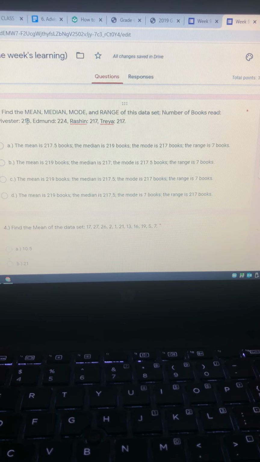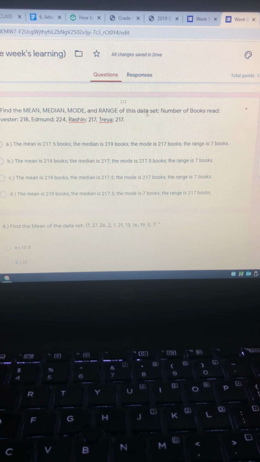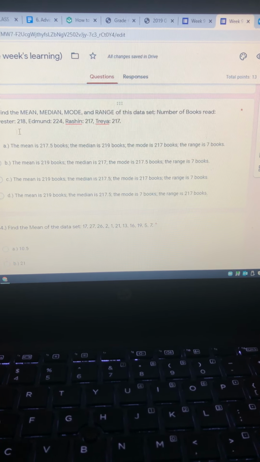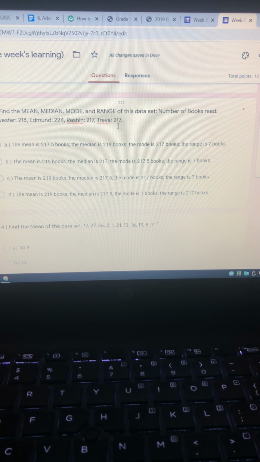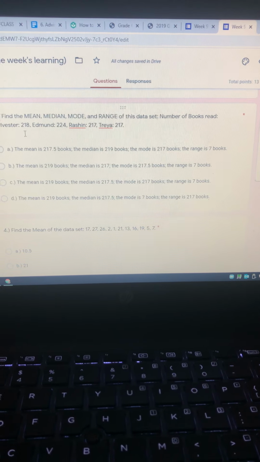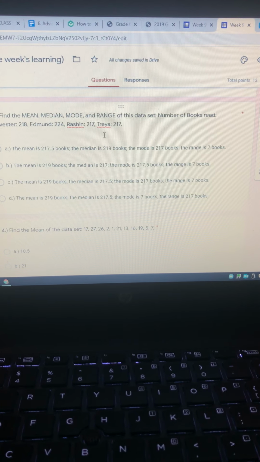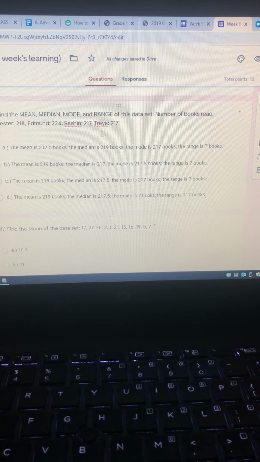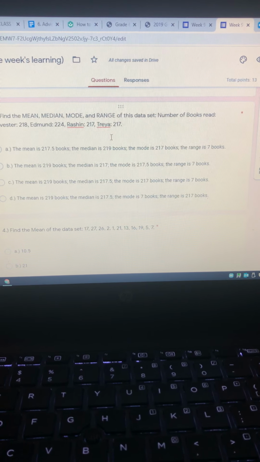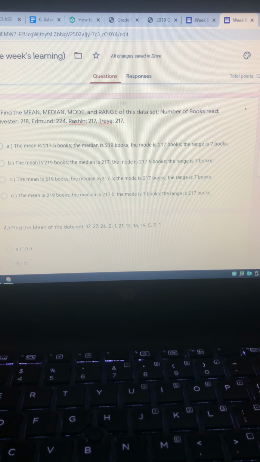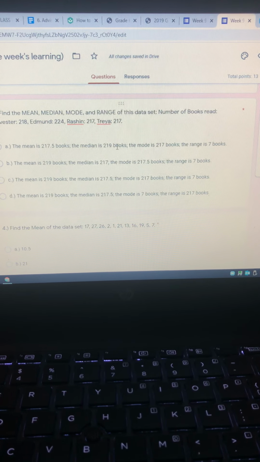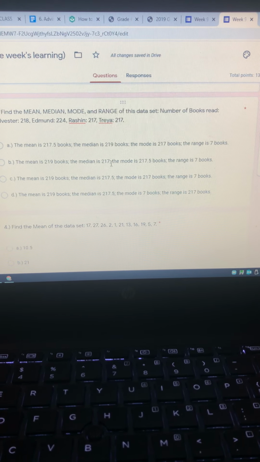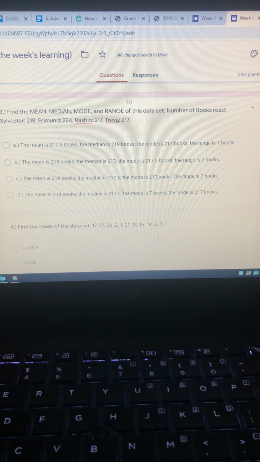Because remember, we talked about when we first learned that if you have an even number of numbers, then you're going to have to add two numbers in the middle. So you're going to have to add 217 and 218 and then divide it by 2, and that's going to give you the proper median. And so we know that that one is going to be a decimal point. So if we look here, the median is this. Nope. The median is that. Nope. So it has to be either C or D.